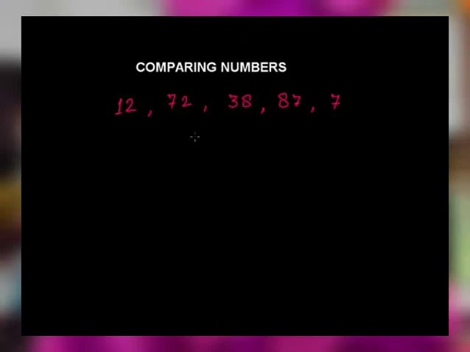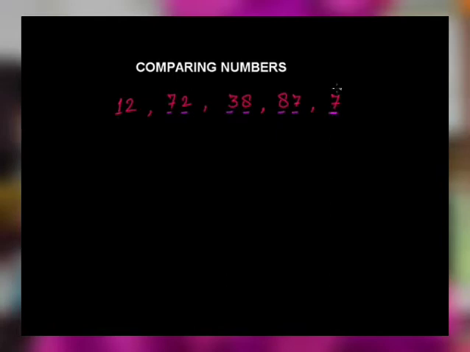So the first step is to count the number of digits in each number, and the number which has the highest number of digits is the largest number, and the number which has the lowest number of digits is the smallest number. So here, in this number, we have 2 digits, 1 and 2. Same here, we have 2 digits. Here, again 2 digits, 3 and 8. Again, 8 and 7. But this one has only 1 digit.